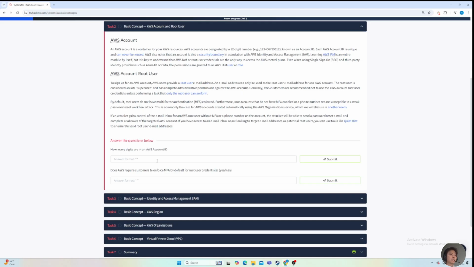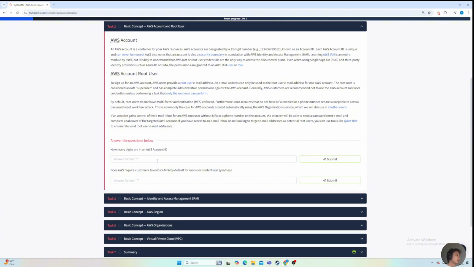Learning AWS IAM is an entire module by itself, but it is key to understand that AWS IAM or root user credentials are the only way to access the AWS control plane. Even when using single sign-on and third-party identity providers such as Azure AD or Okta, the permissions are granted on AWS IAM roles, user or role.